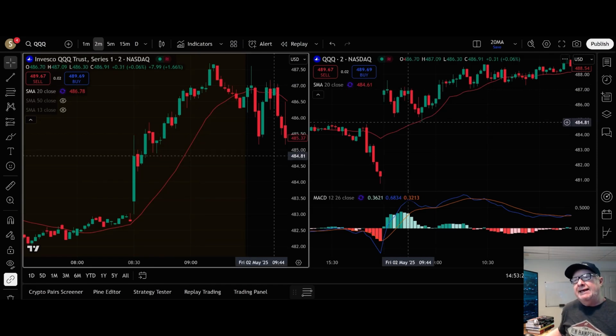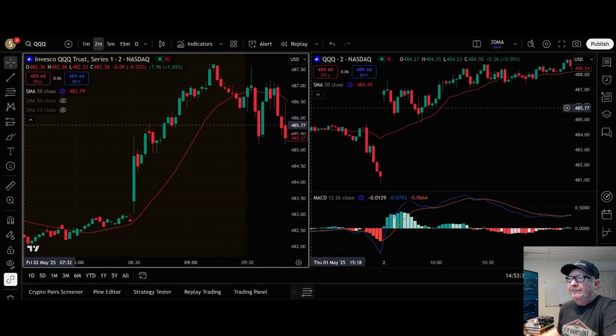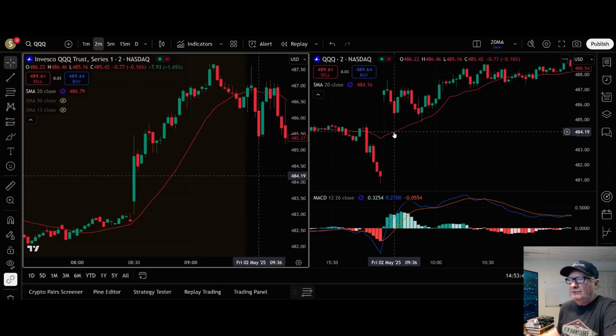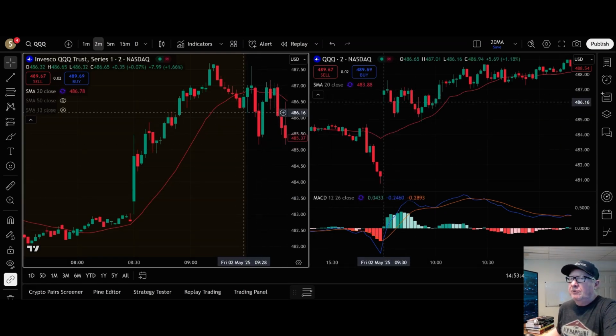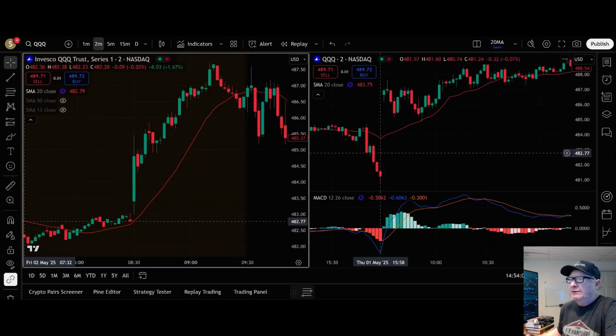But one of the questions I get asked a lot is, should I be using extended hours trading? And should I be using the 20 on extended hours, or should I be using the 20 on regular hours trading? These two charts show the two different time frames. This one is with extended hours and this one is without.